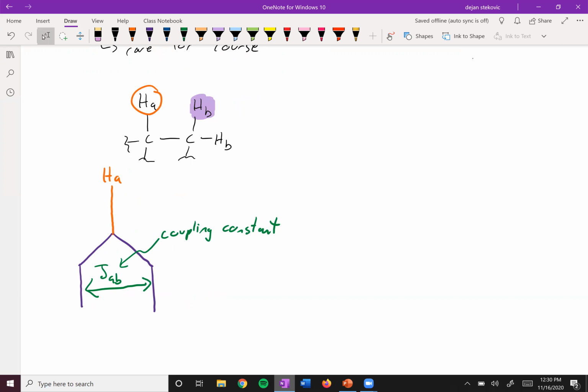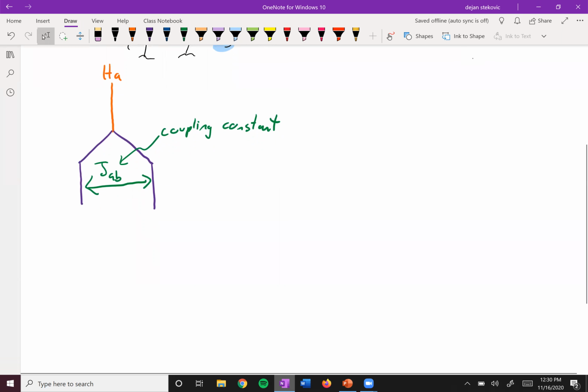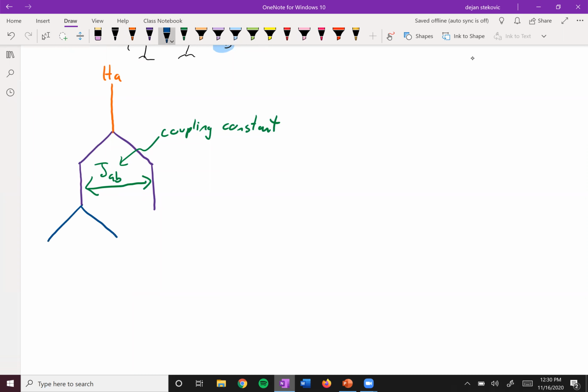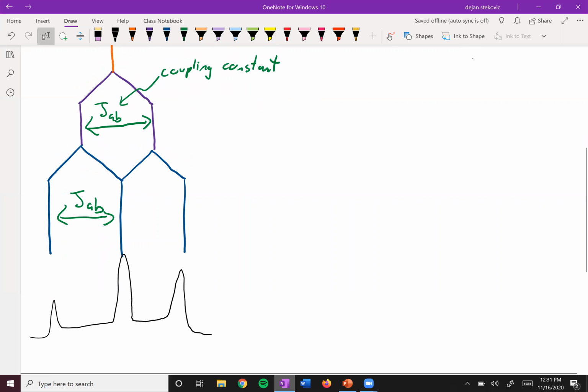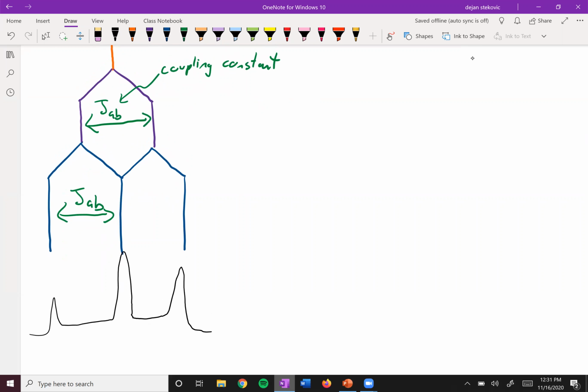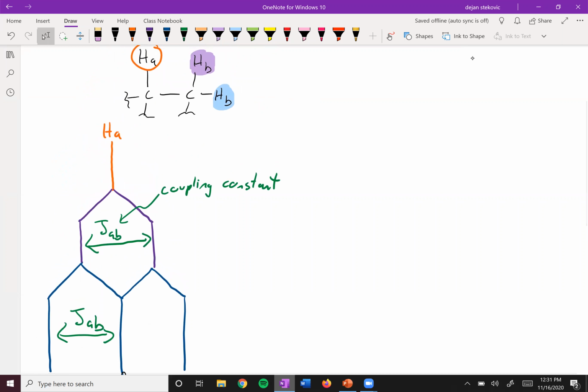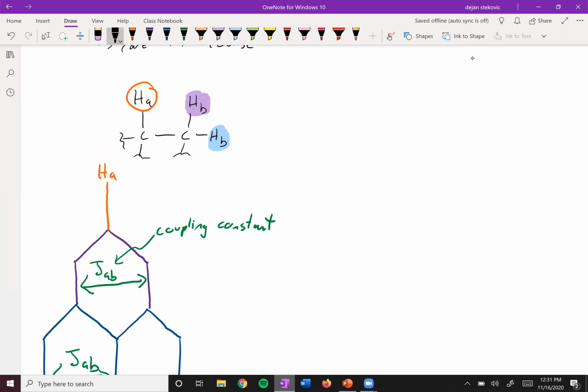After it gets split by the first HB, it will get split by the second HB. Since the two HBs are the same, they'll have the same coupling constant. So when it splits these peaks again, because these coupling constants are the same, the two peaks fuse together. What you end up with is a triplet, which we've already seen before, where the middle peak is now twice the size because it has two side peaks fusing together. However, we can have more complex scenarios.